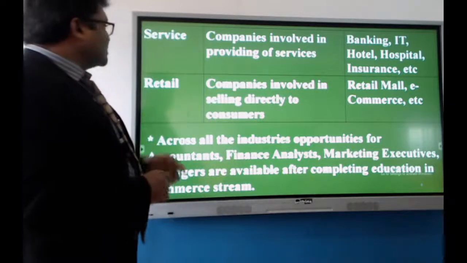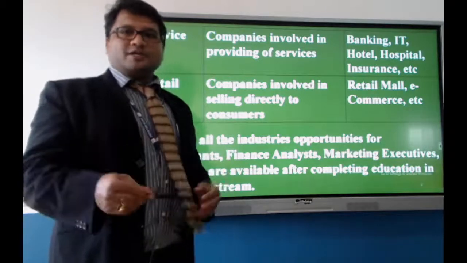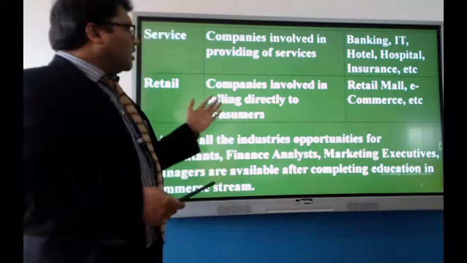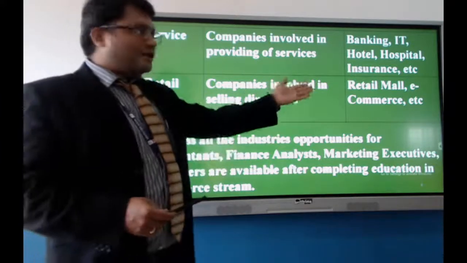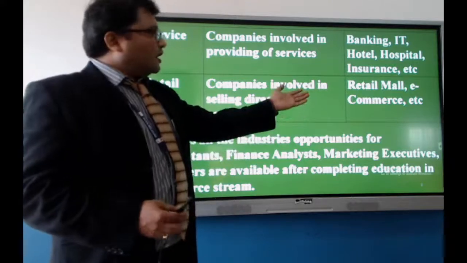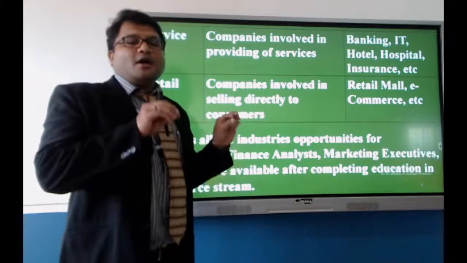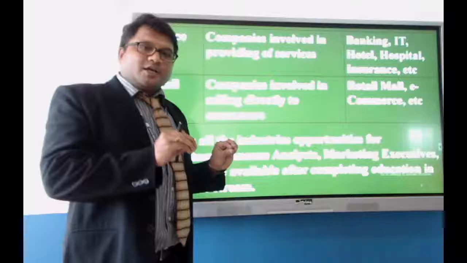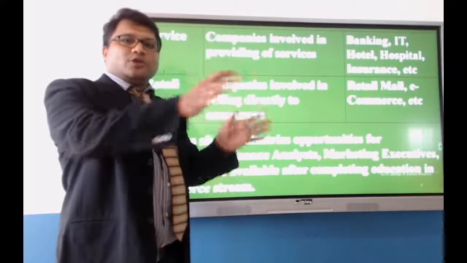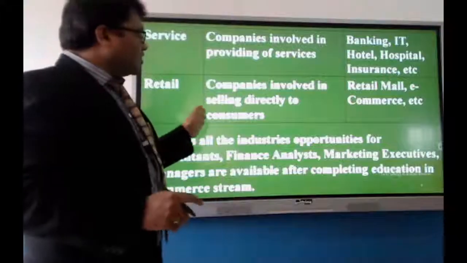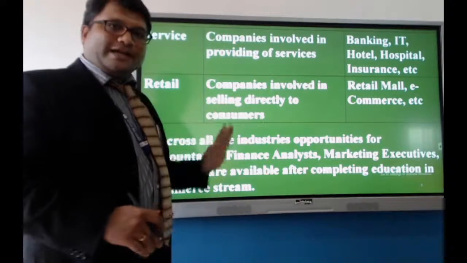Then the last is the retail industry. Now you see in most of the bigger cities or medium cities, many companies are coming into these retail businesses like the retail mall business, or you see companies getting into the e-commerce industry. What do we understand by retail? That companies get in touch with consumers directly and they sell the goods directly to the consumers. So those industries which are involved in selling of goods directly to the consumers are categorized into the retail industry.